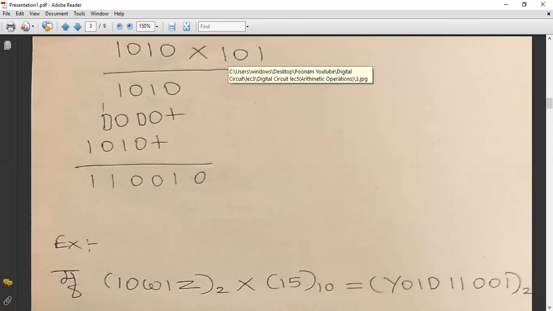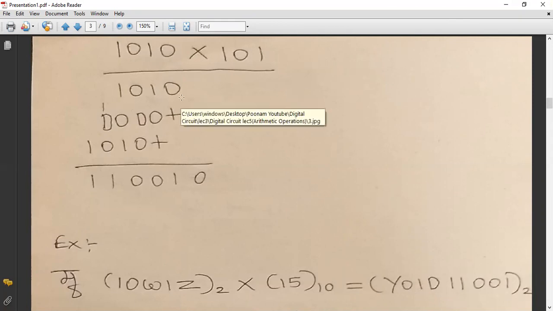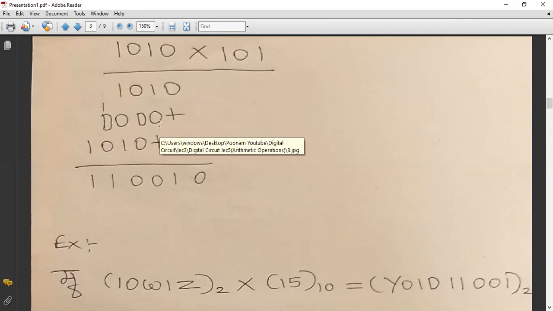1 times 0 is 0, 1 times 1 is 1, 1 times 0 is 0, and 1 times 1 is 1. Now we need to multiply with 0. 0 times 0 is 0, 0 times 1 is 0, 0 times 0 is 0, 0 times 1 is 0. Again we are going to multiply with this 1 now. 1 times 0 is 0, 1 times 1 is 1, 1 times 0 is 0, 1 times 1 is 1.